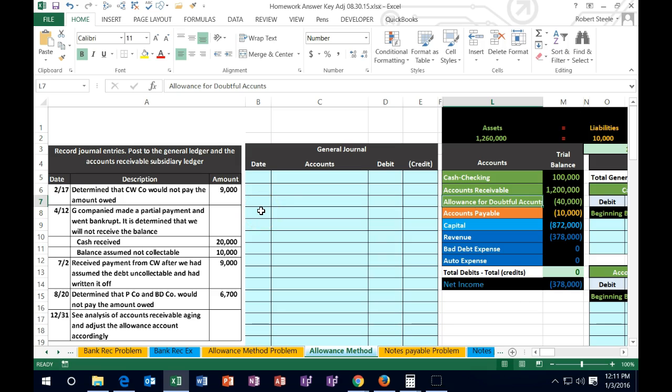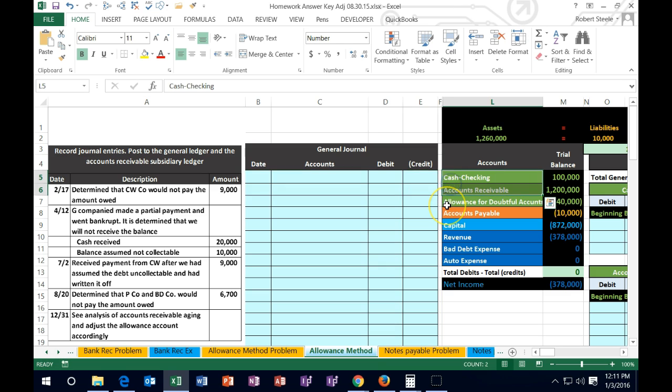Hello, in this lecture we will be working a problem concentrating on accounts receivable and allowance for doubtful accounts, and working on the allowance method for writing off accounts receivable. So we're going to have the activity over here. These will be the transactions that we're going to record. We're going to record them in the blue area here in the general journal.